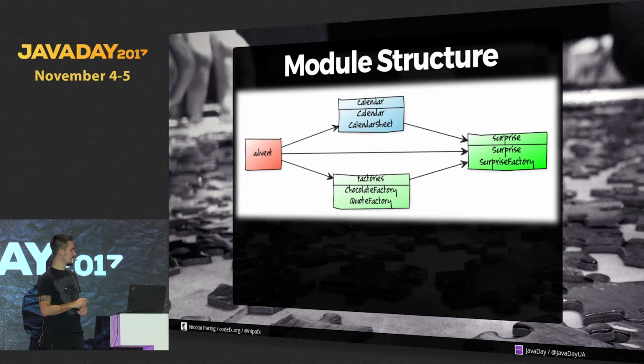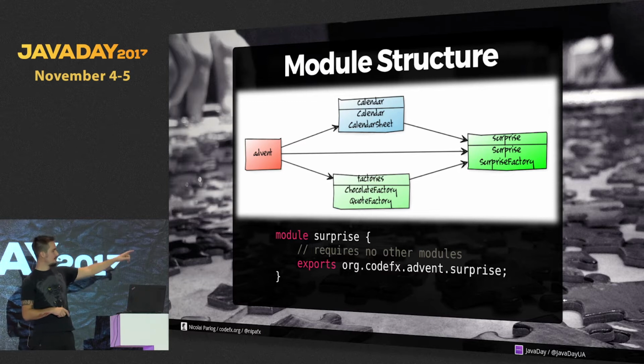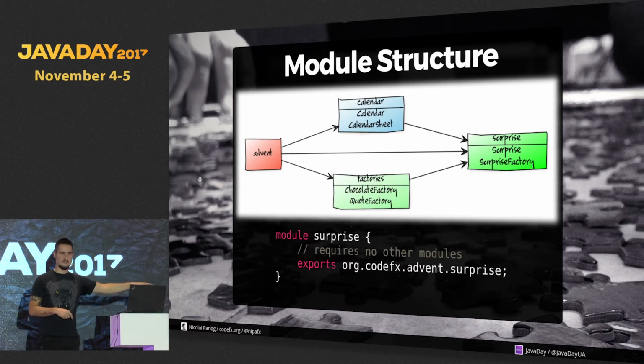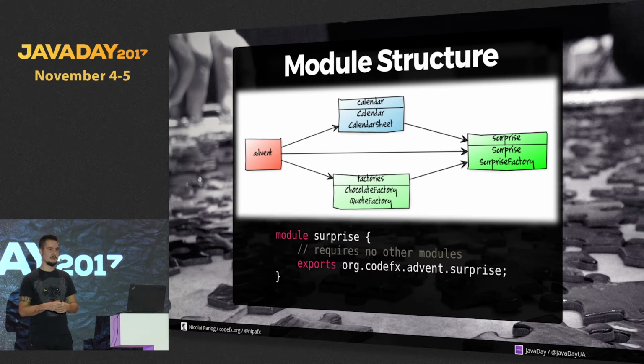What do the module descriptors look like? Likewise, very simple. On the very right, you have the surprise module, which uses no other module. You don't have to require java.base, because everybody needs it anyway. So it only exports packages. Now, regarding names, this is not a good name for a module. This is a great name for a slide, because it's short, which is why I picked it. In a real module, you would want to use the inverse DNS strategy that you use for packages. So it should be called org.codefx.advent.surprise, most likely, which means that a module name is often the same as a package that it contains, but that's not required. It just ends up that way usually.